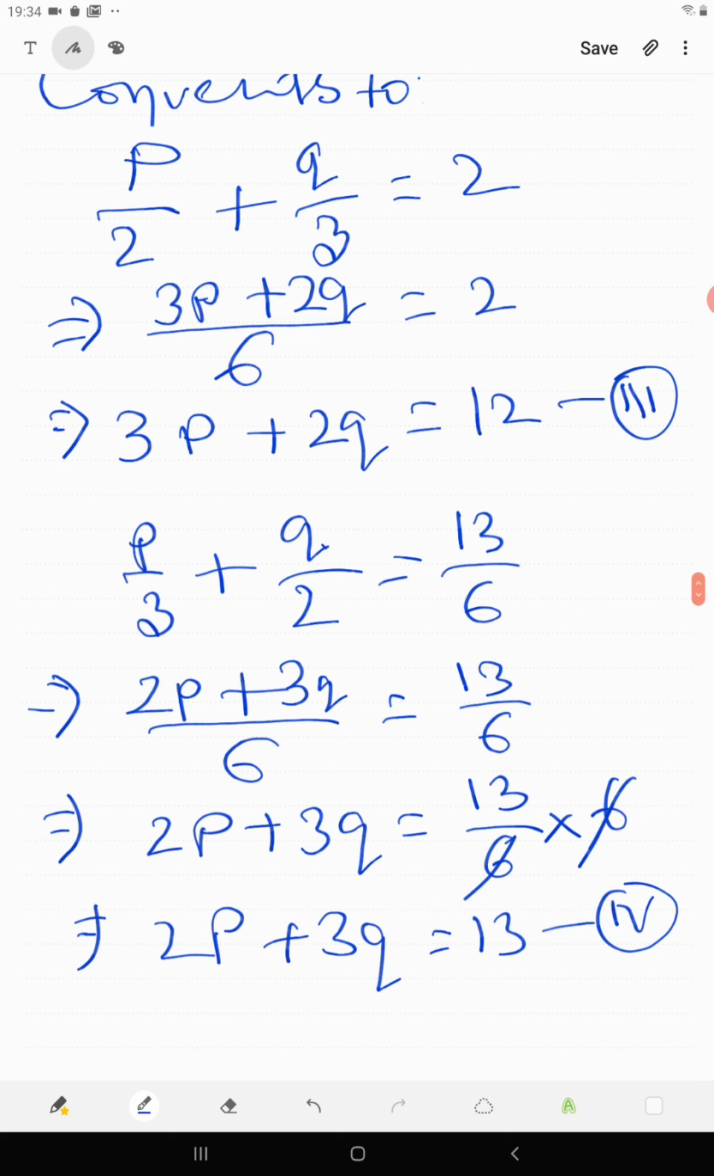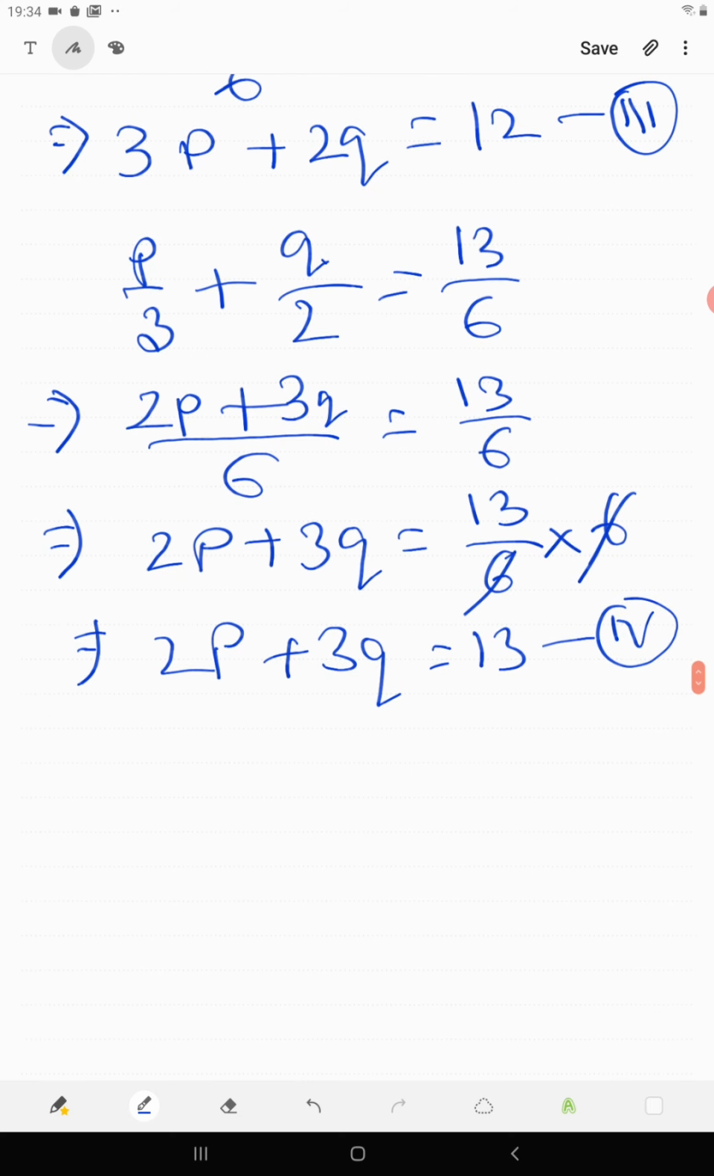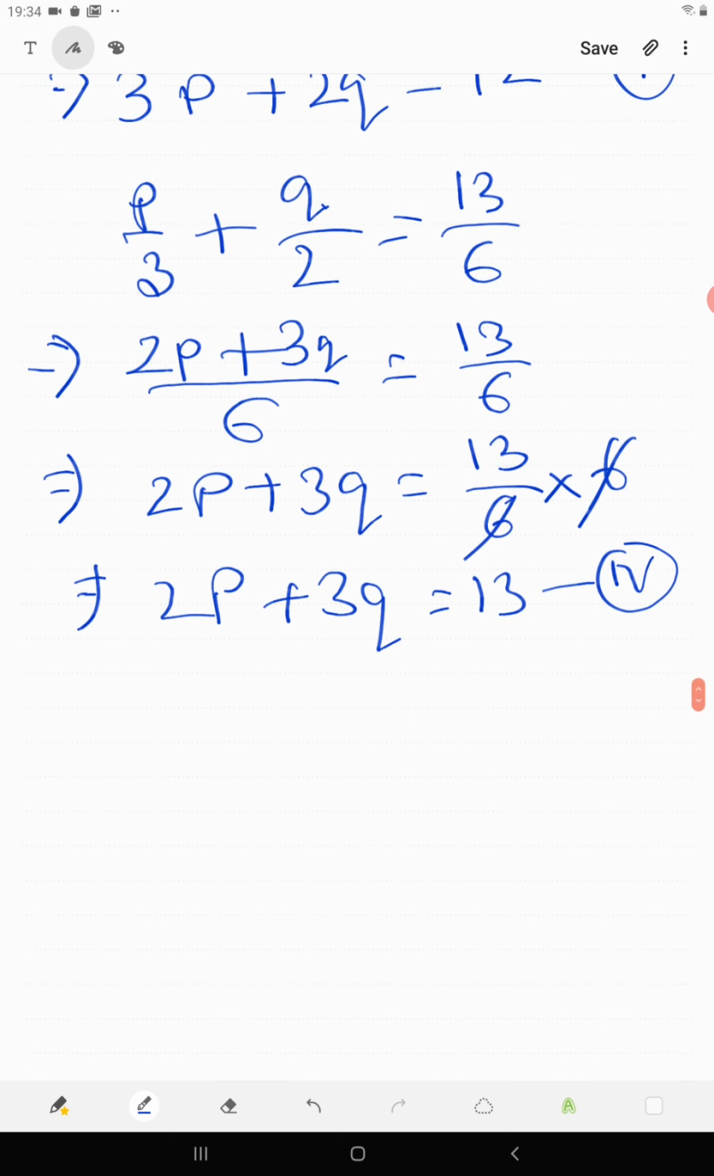So we have now two equations: 3p plus 2q equals 12, and 2p plus 3q equals 13. So let's write it down. 3p plus 2q equals 12. Now let's do it by the cross multiplication method.